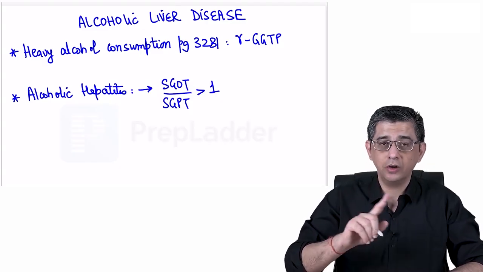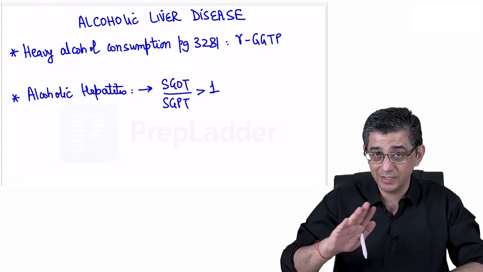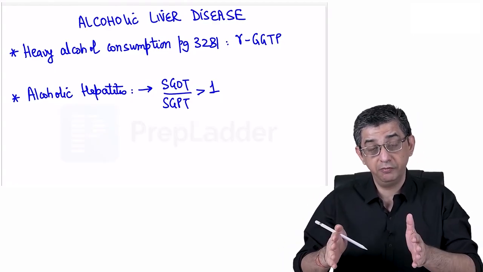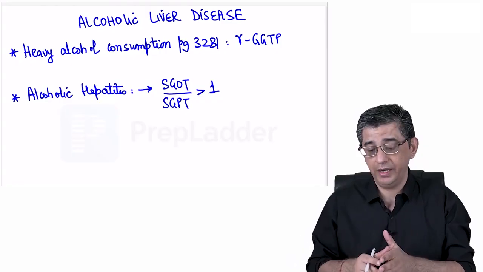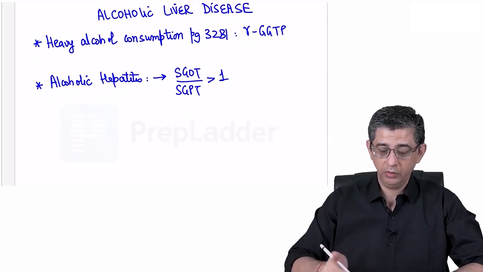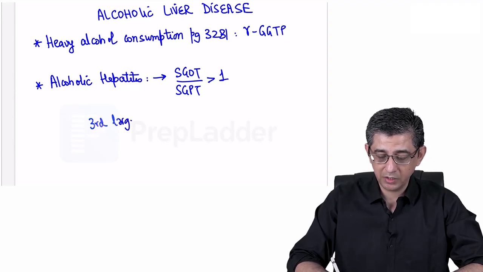If the MCQ says alcoholism, the answer is gamma GGTP. If it says alcoholic hepatitis, it does not mean the same. That means there's a definitive stage which is just below alcoholic cirrhosis, where I want to intervene, and then it is SGOT SGPT ratio. Having reiterated that, I want to add that the third largest disease contributor is alcohol.